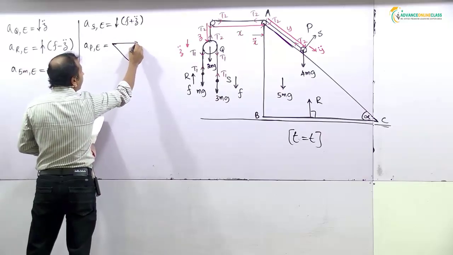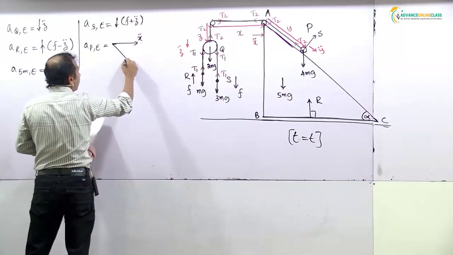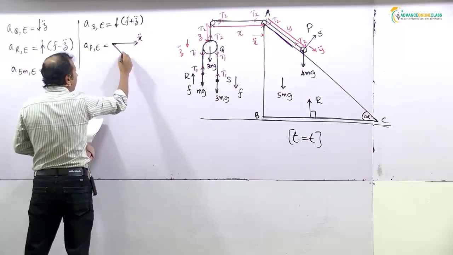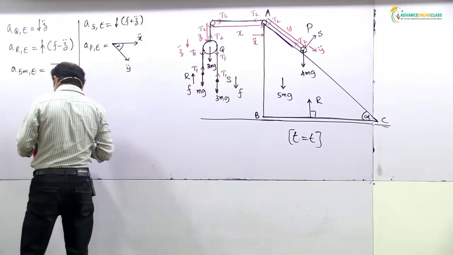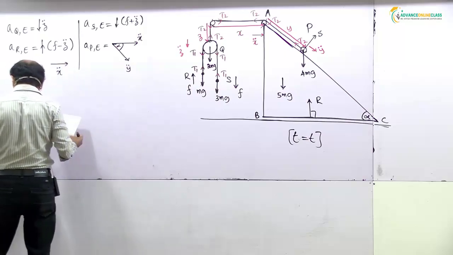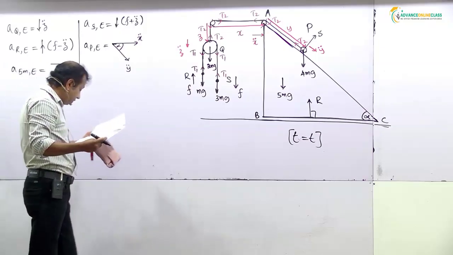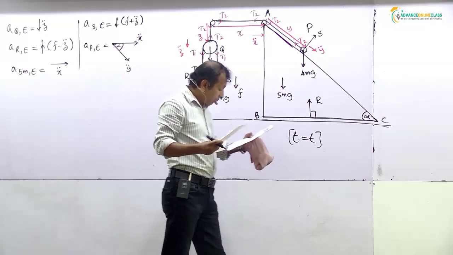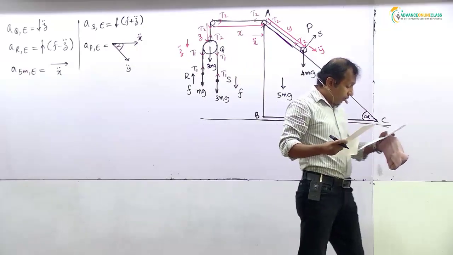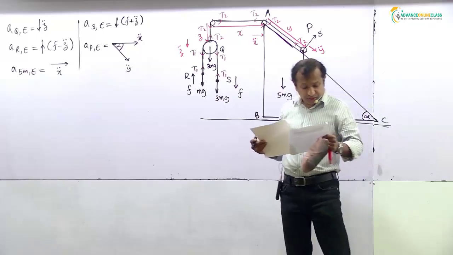This way, x double dot. This way, y double dot. This angle is alpha. When the system is released from rest with all the strings taut, write down equations sufficient to determine the acceleration of the particles and tension in the strings.